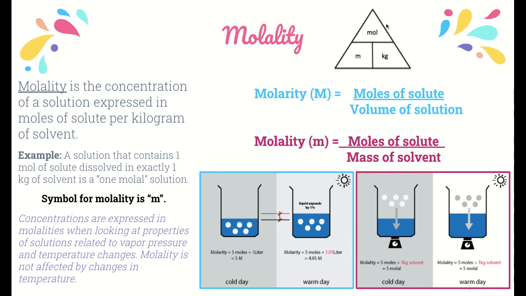I put these two on here so you can see a good comparison. For example, a solution that contains 1 mole of solute dissolved in exactly 1 kilogram of solvent is a 1 molal solution. Your symbol for molality is a lowercase m. If you are more comfortable just saying molal after it, like 1 molal solution, that's fine, because if you're handwriting this, it will be difficult for me to differentiate between your capital and lowercase m's. If you're typing it, it's not an issue.